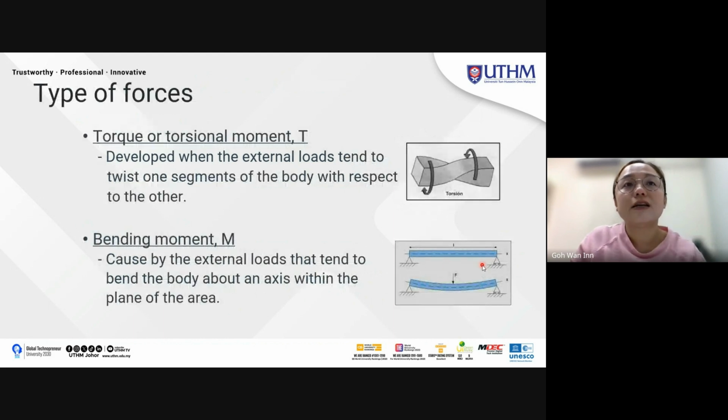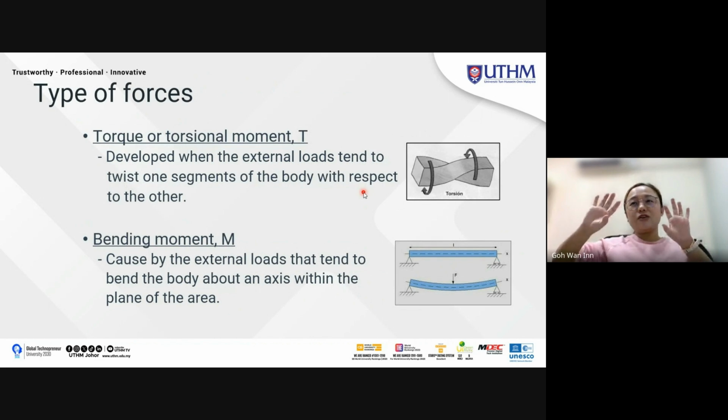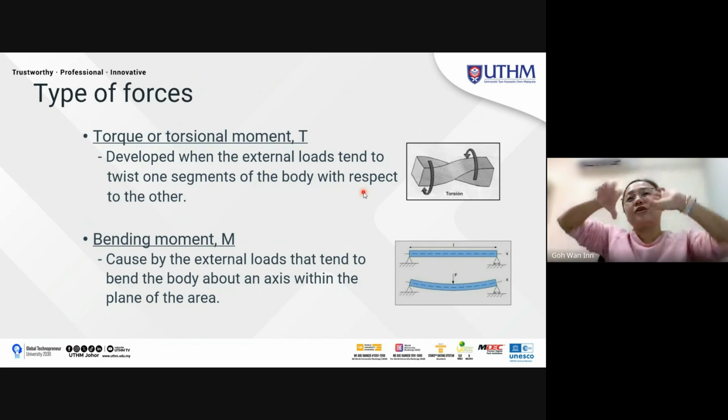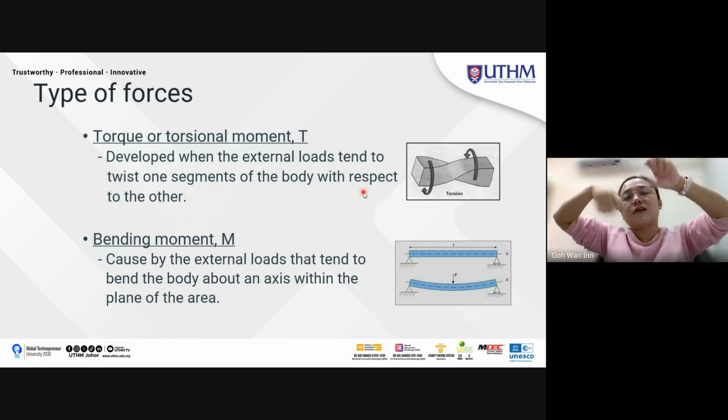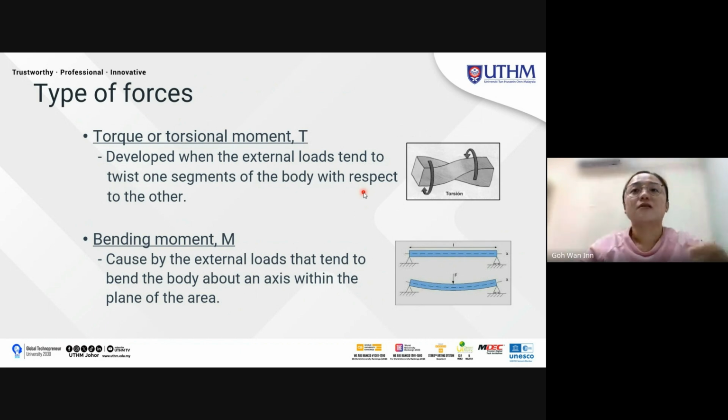Other than that, you will have torque or torsional moment. Imagine when you manually wring out a towel, like you want to dry it out, you make the torsion force. It is developed when the external load tends to twist one segment of the body with respect to another. Then the bending moment. Bending moment, in chapter 3 you are going to draw.